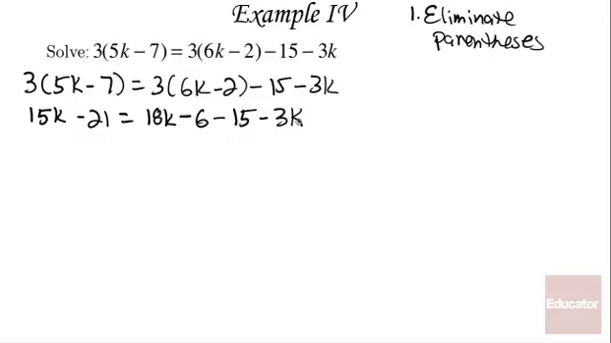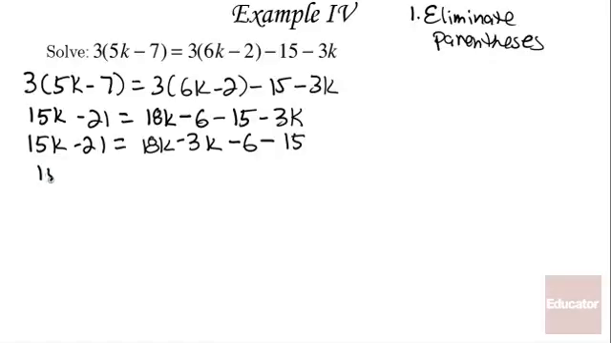Okay, so looking at what I have here, I can simplify the right side of that equation. I'm going to rearrange things so that I have like terms next to each other so I can see what's going on a little better. I have 18k minus 3k, and I have minus 6 and minus 15. That leaves me with 15k minus 21. 18k minus 3k is 15k. Minus 6 combined with negative 15 is negative 21.